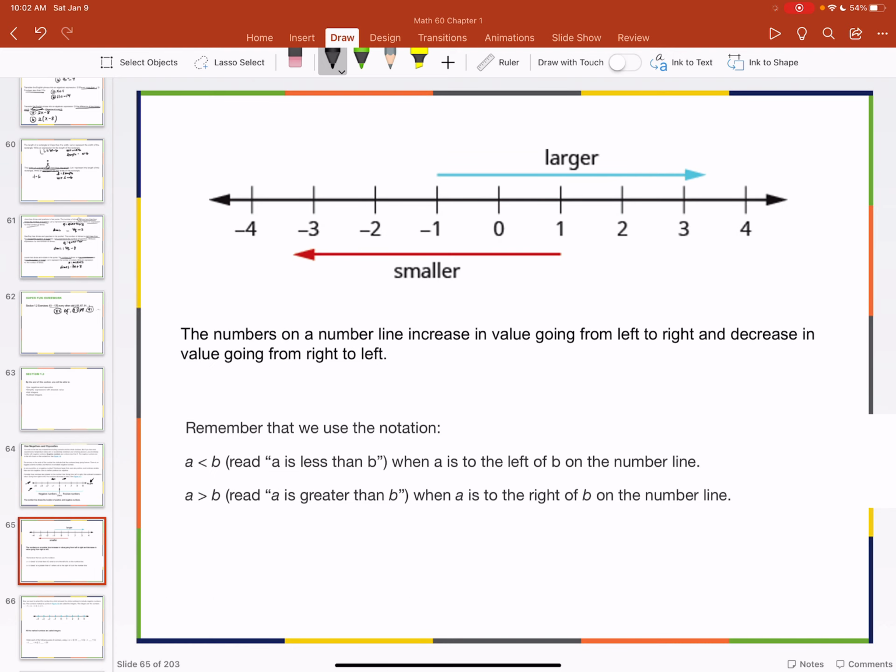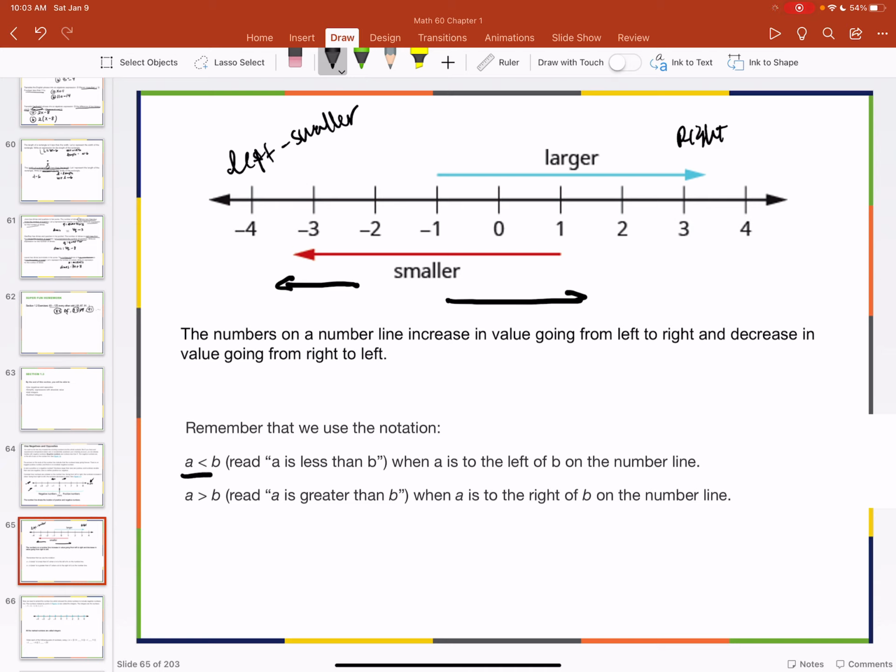Again, if you look at a number line, this maybe goes without saying, but I'm going to say it anyways. If you notice, the numbers increase as you're going from left to right, and they decrease or get smaller going to the left, okay? Or lower in value, right? -5 is less than -4, and -4 is less than -3, and so on, okay?